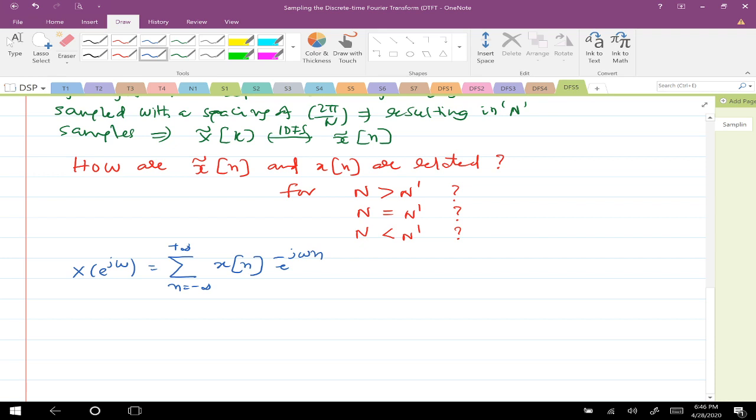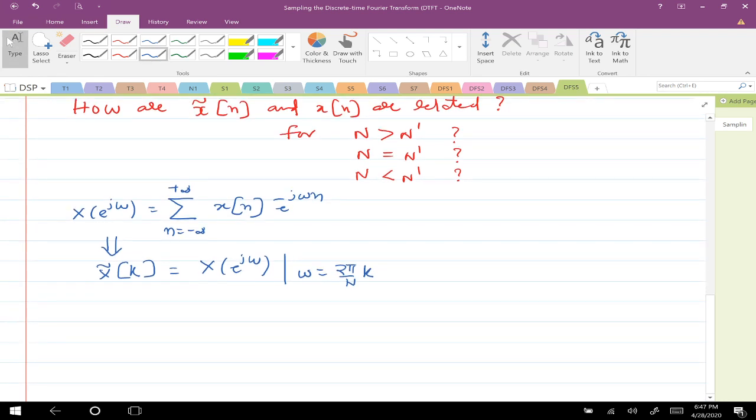Now what am I doing? From this I am getting X tilde of k. How do I get that? You take samples of X(e^jω), where the sum is n equal to minus infinity to plus infinity, at intervals of 2π by N times k, right? That would give me X tilde of k.